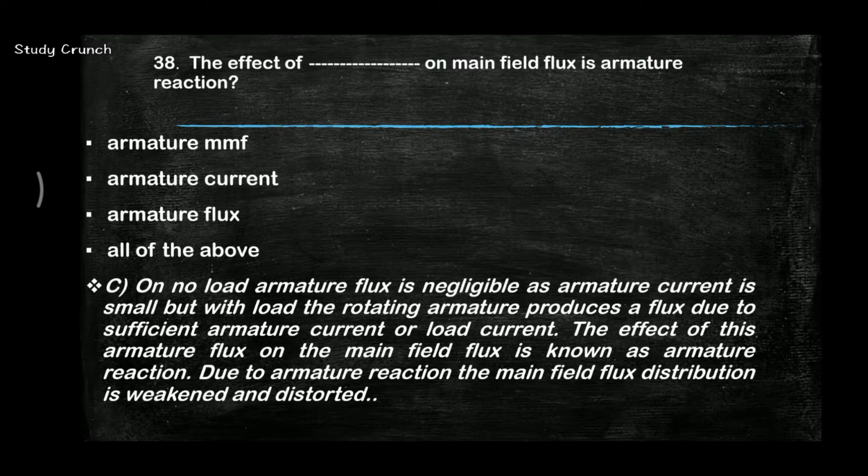Next, the effect of armature flux on the main field flux is armature reaction. On no load, the armature flux is negligible as the armature current is small, but with load, the rotating armature produces a flux due to the sufficient armature current or load current. The effect of this armature flux on the main field flux is known as armature reaction.